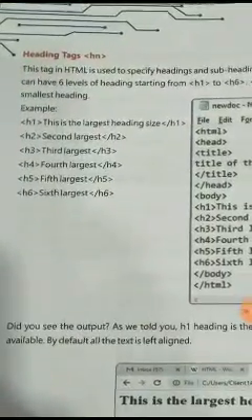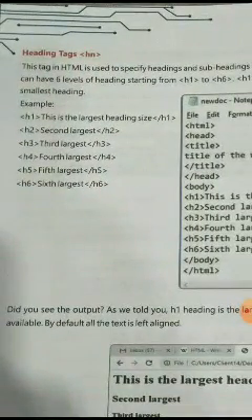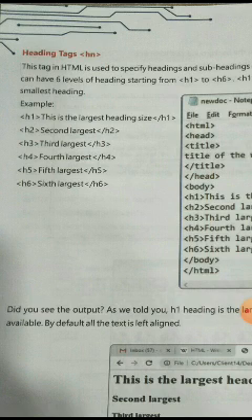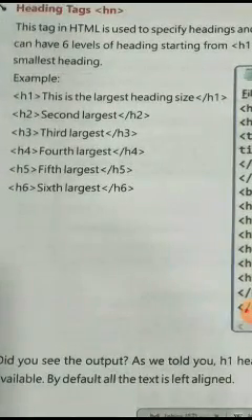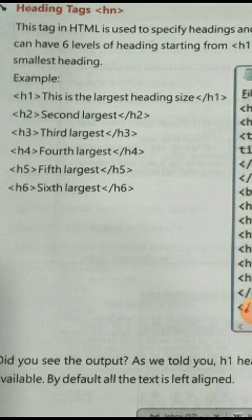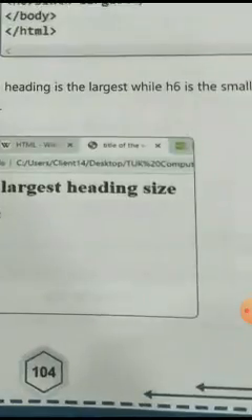Some heading tags are given also here, like Hn, heading number, meaning there are 6 levels of headings, H1 to H6. Like this is given H1, this is the largest heading size, then you have to close your H1 tag because it is also a container tag. H2 is the second largest, H3 is the third largest. Like this you can use H1 to H6, and this is the output.